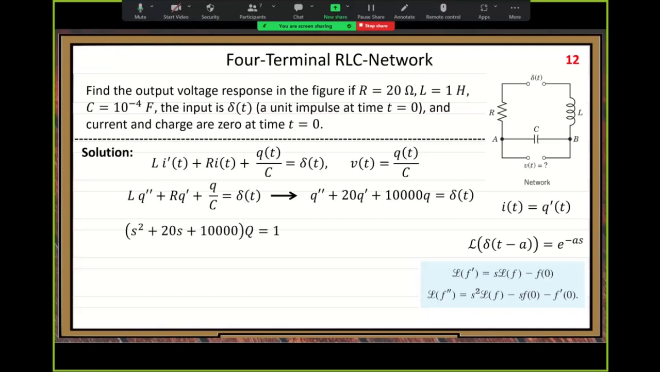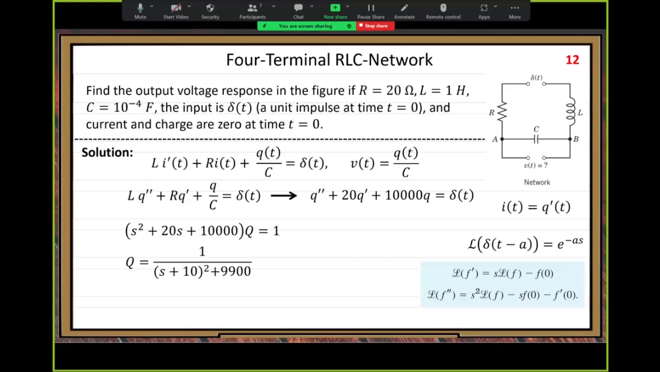Because the initial values are all zero: the initial current and charge are zero. Sorry, charge zero, so the Q function at zero is zero. Current, that's Q prime, and Q prime at zero is also zero. So we can use the simplified version of these two formulas: s squared times capital Q, the Laplace transform of Q, plus 20 s times Q, plus 10,000 Q. So we get a simple algebraic equation like this, and Q equals that.